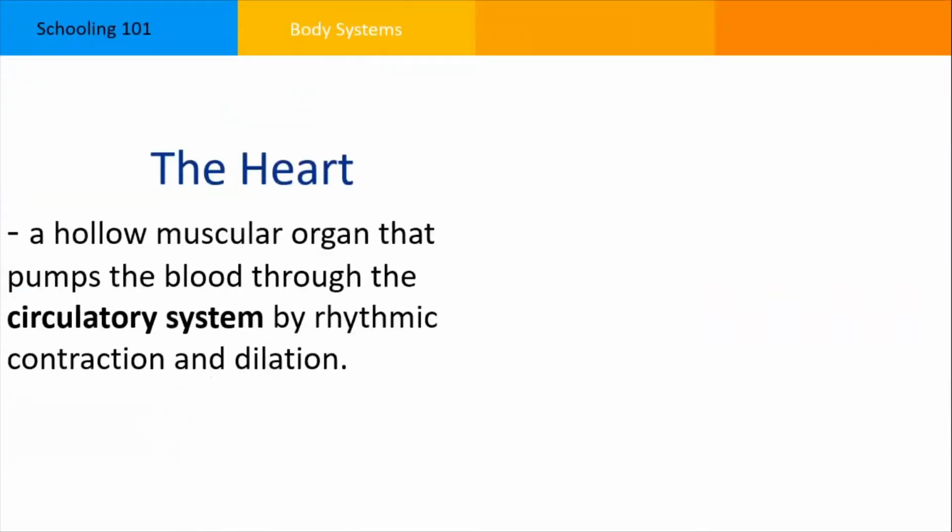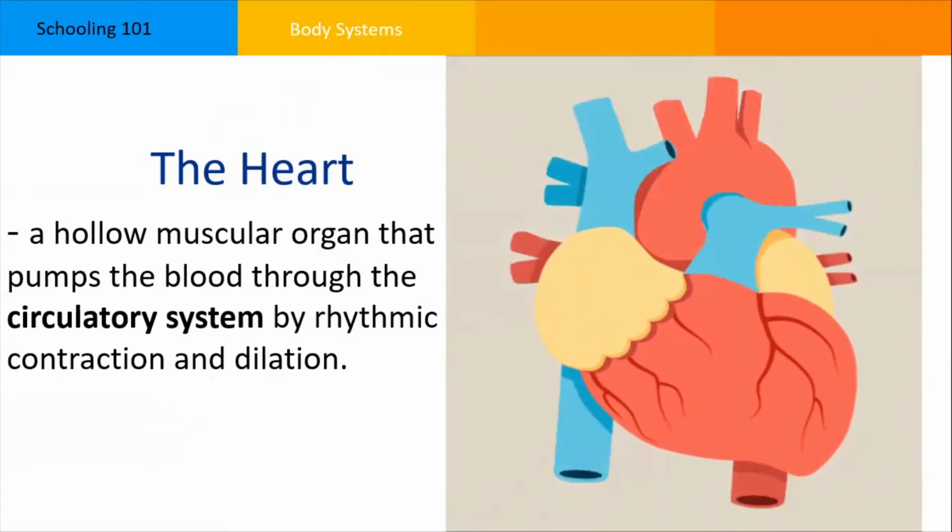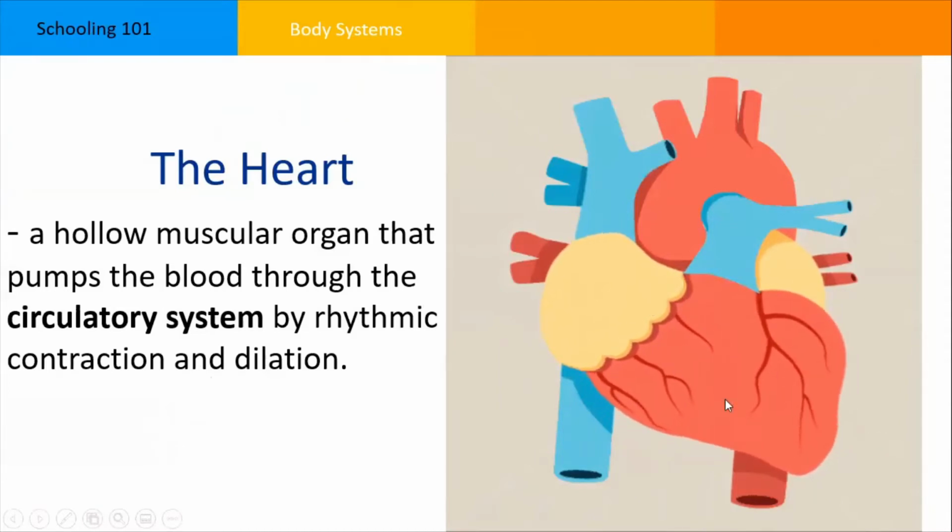The heart. It is a hollow muscular organ that pumps the blood through the circulatory system by rhythmic contraction and dilation. As you can see in the picture, this movement is what we call the contraction and dilation.